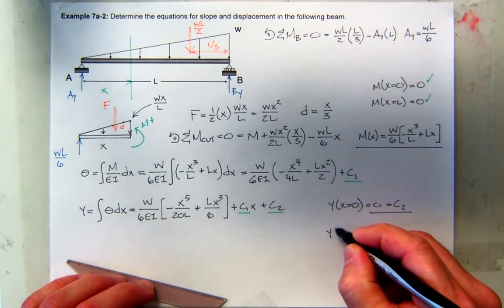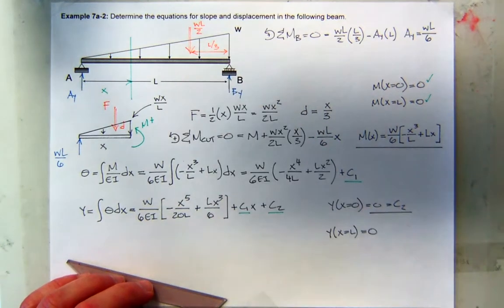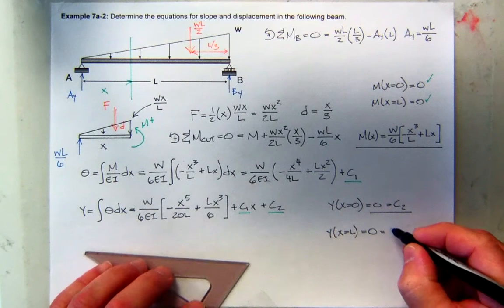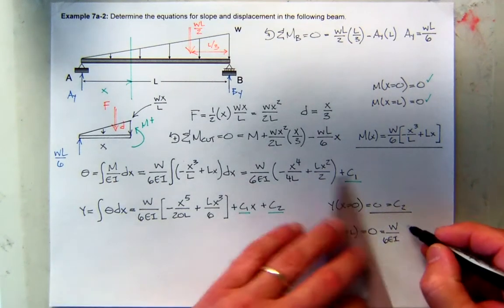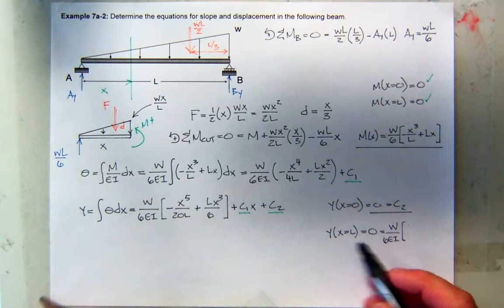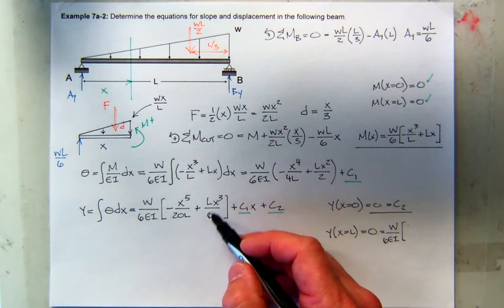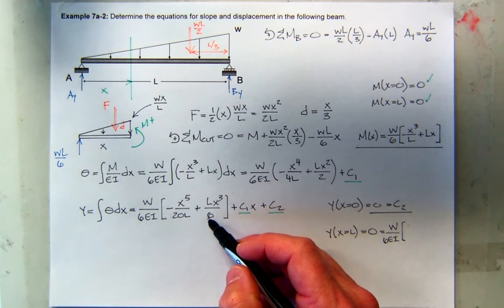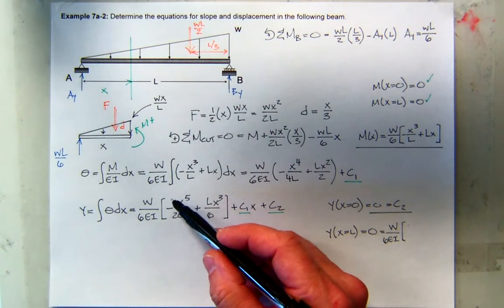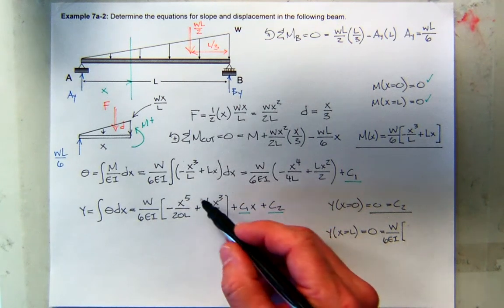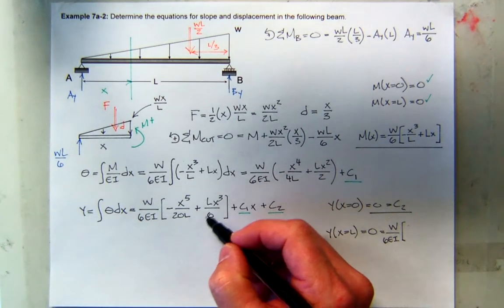The other one is that at x equal L, I'm also saying my displacement is 0. So what do we have left there when I put L? So I've got W over 6EI. Let's see what this is. So I put an L here. I get L to the 4th over 20 and L to the 4th over 6. So I'll have to find a common denominator. I guess it'll have to be 60. So I'll have 3 60ths plus 10 60ths. You see that? When I convert this to 60, you guys see that?